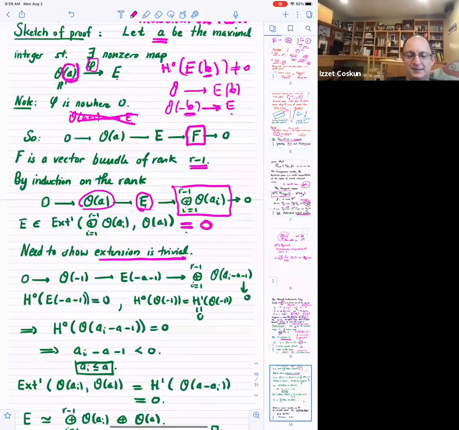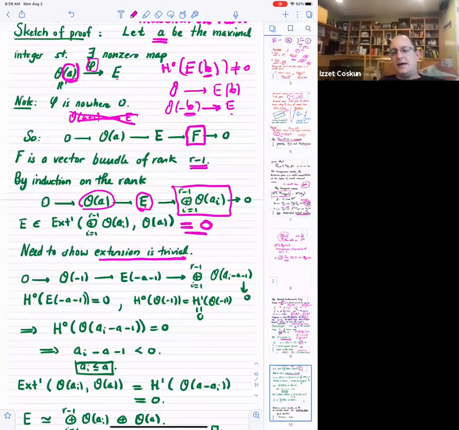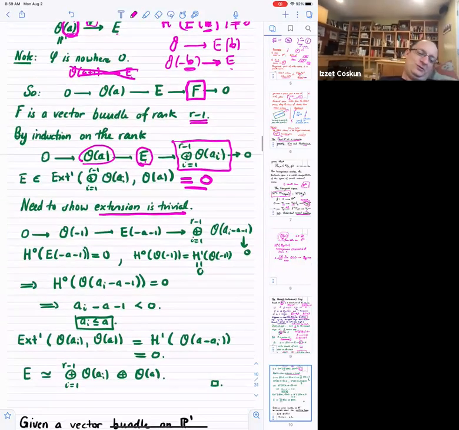And if we can say that this X1 group is 0, then there are no non-trivial extensions, and this thing has to be a direct sum. All right, how do you do it? What you do is you twist this thing by minus A minus 1. Let's twist everything by minus A minus 1.